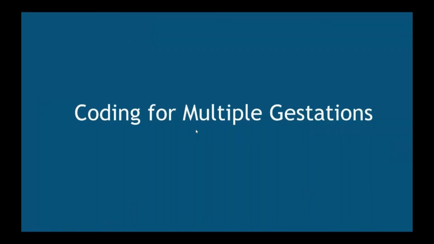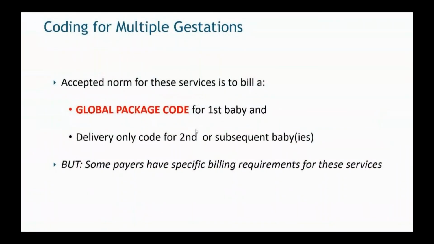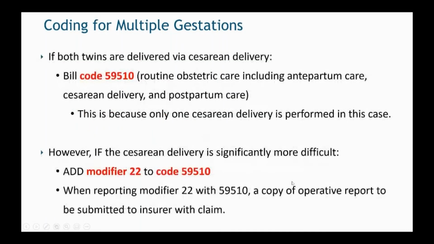Okay, how do you code for multiple gestations? The accepted norm for these services is to bill a global package code for the first baby and delivery only code for the second or subsequent babies. But some payers have specific billing requirements for these services.